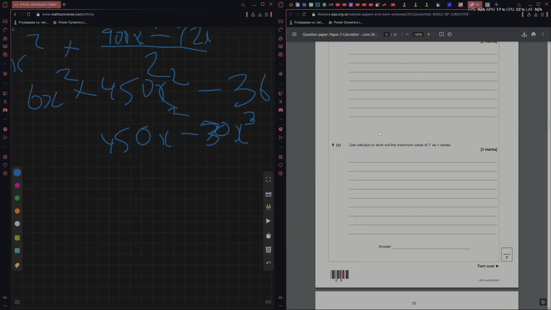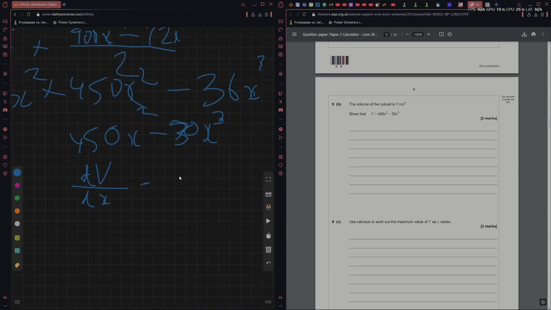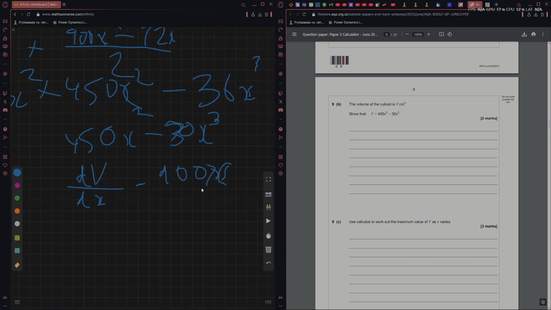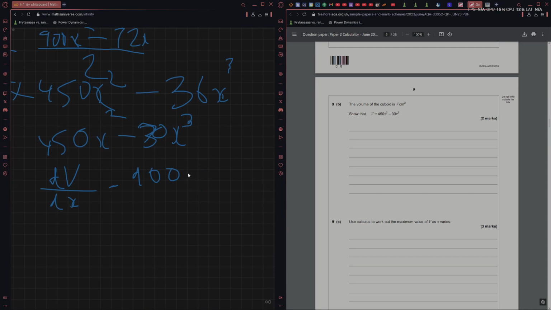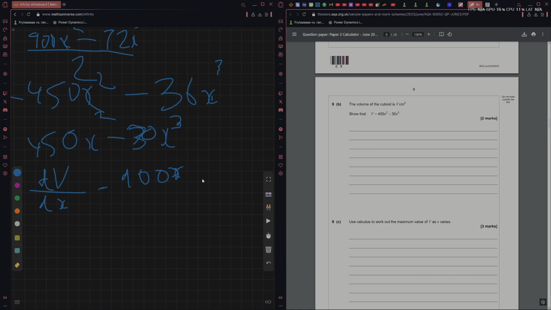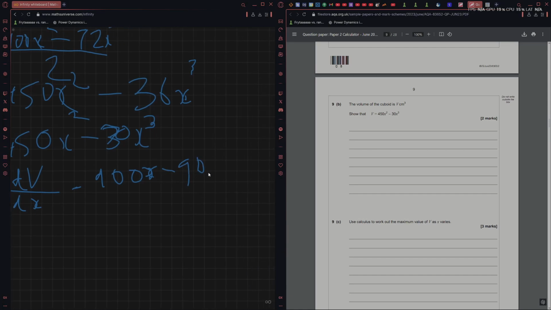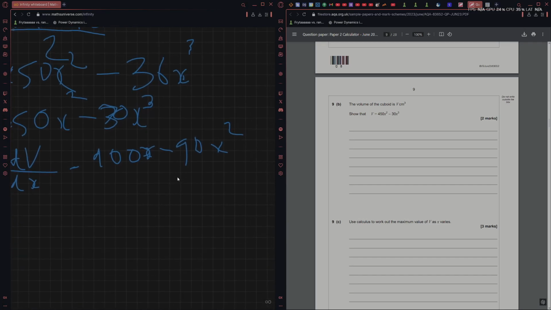So now we've got to use calculus to work out the maximum value of V as x varies. So we're just going to find dV over dx. I think that's what we do here. So you just do 900x minus 90x squared. So that's, yeah.